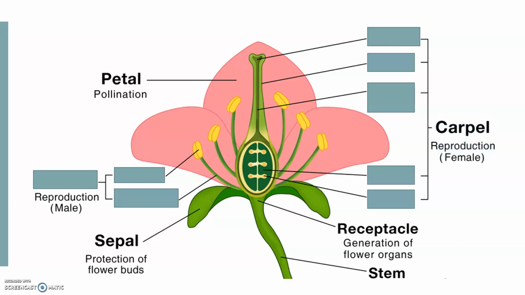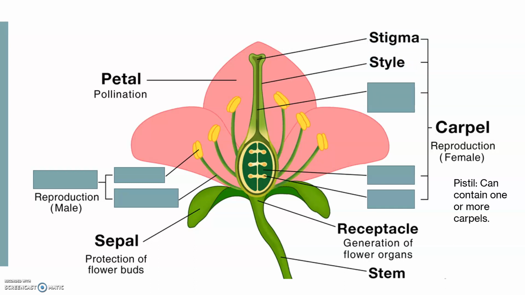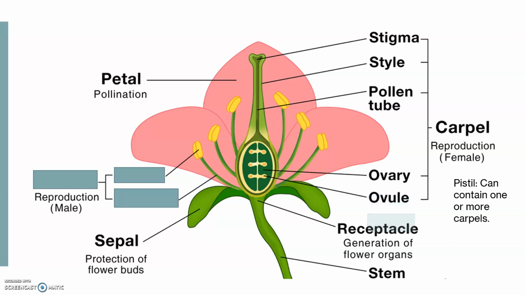The female reproductive organ is known as the carpel. A pistil may contain one or more carpels. At the top of the pistil, you will find the stigma. Holding up the stigma, you will find a style. A pollen tube runs through the style to the ovary, which contains one or more ovules.